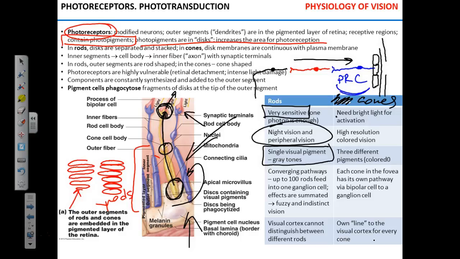What makes rods even more sensitive compared to cones? They have converging pathways, okay? And we use the analogy, I think, of the chorus versus one singer.